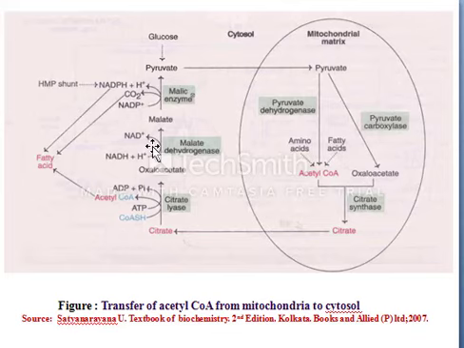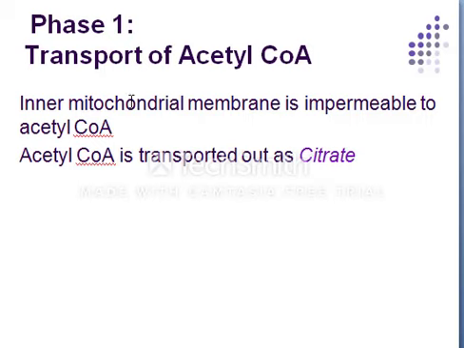Now we begin with fatty acid synthesis. Let us try to understand fatty acid synthesis in three phases. In the first phase, transport of acetyl-CoA. Because the synthesis should occur in the cytosol or cytoplasm, and the acetyl-CoA is present in the mitochondria, and the inner mitochondrial membrane is impermeable to acetyl-CoA. So the acetyl-CoA should come out as citrate.